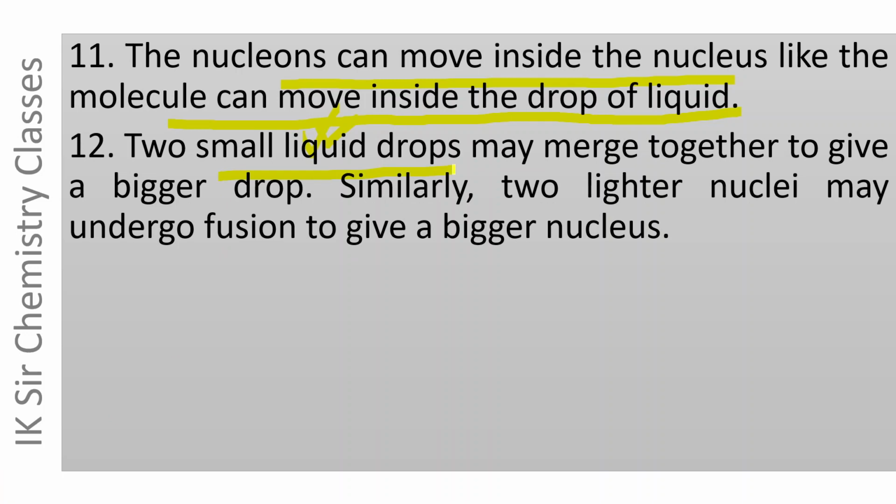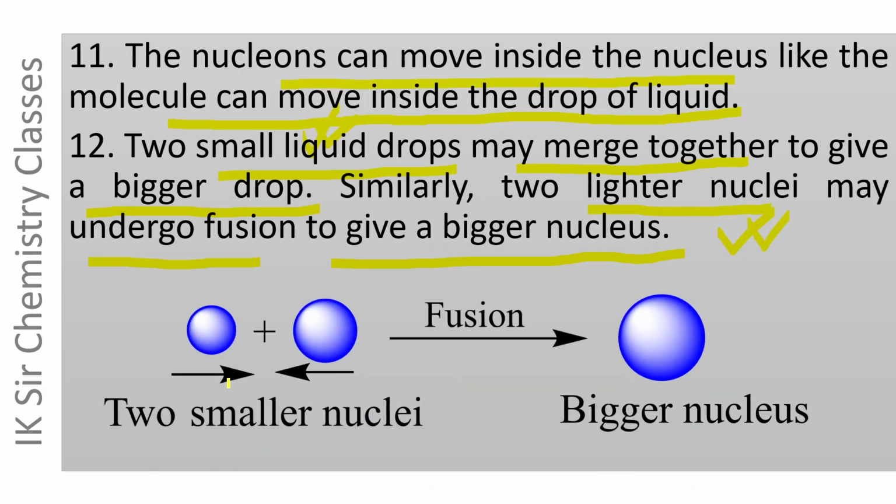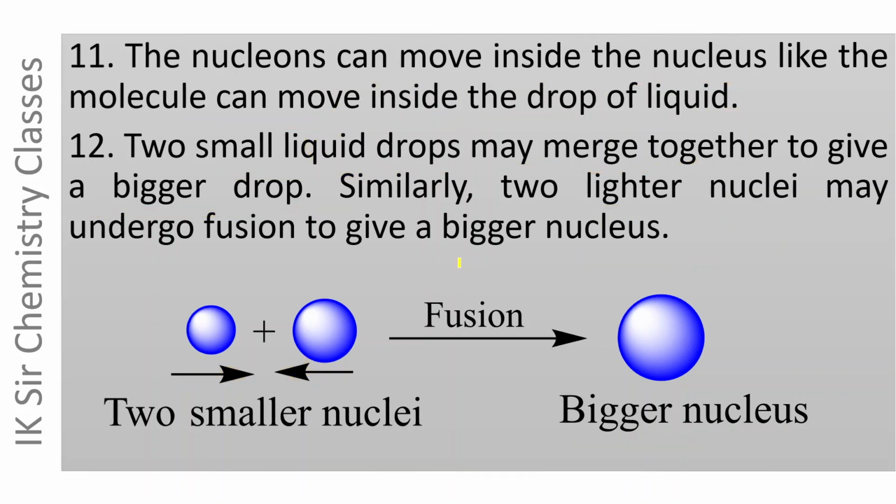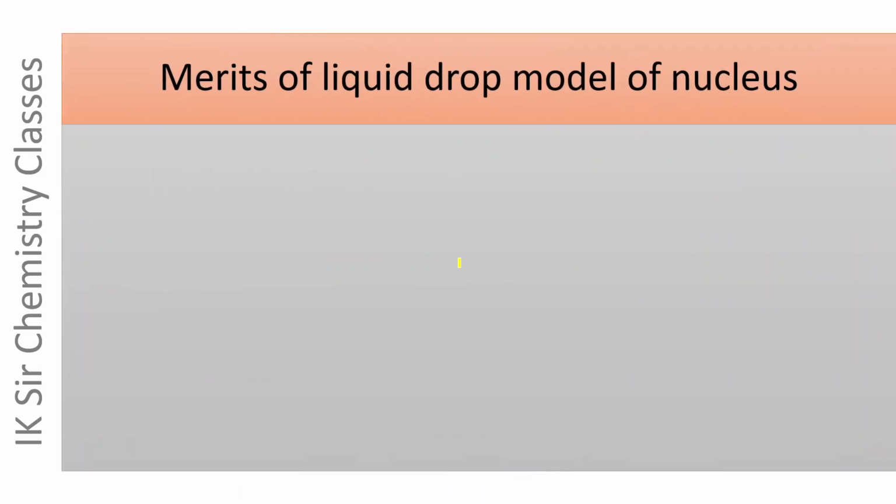Two small liquid drops may coalesce together, may merge together, giving rise to a bigger drop. Similarly, two lighter nuclei may undergo fusion to give a bigger nucleus, and this process is called nuclear fusion. Two smaller nuclei approach each other and collide with each other. As a result, they fuse together, forming a bigger nucleus. Thus, there are a number of similarities between the liquid drop and the nucleus.